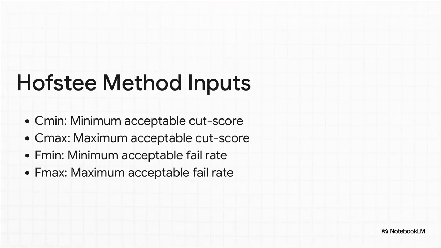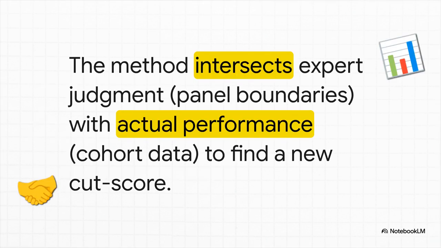And what's so brilliant about it is that it's proactive. Before the exam is even given, your expert panel defines the absolute floor and ceiling for both the cut score and the failure rate. Basically, they create a pre-approved zone of reasonableness for you. Okay, so this is where the magic happens. You take your actual student performance data, and you plot it against those boundaries that the panel already agreed on. And right where the student performance curve crosses the line defined by the panel's limits, bam, that's your new data-informed cut score. It respects both the expert judgment and the actual student performance.